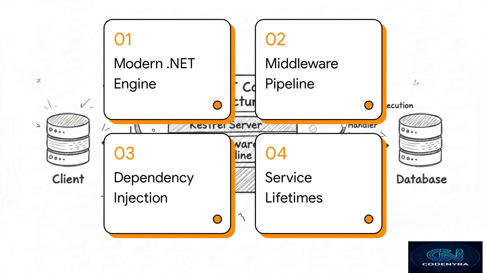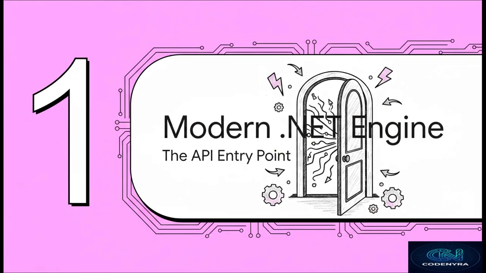All right, so here is our roadmap for today. First, the modern .NET engine. Second, the middleware pipeline. Third, dependency injection. And finally, service lifetimes. Let's kick things off with Section 1, the modern .NET engine.